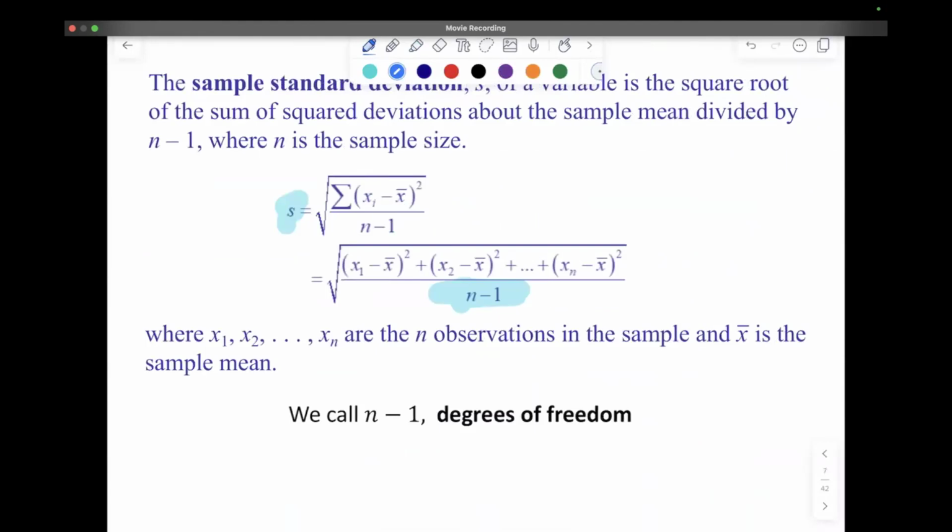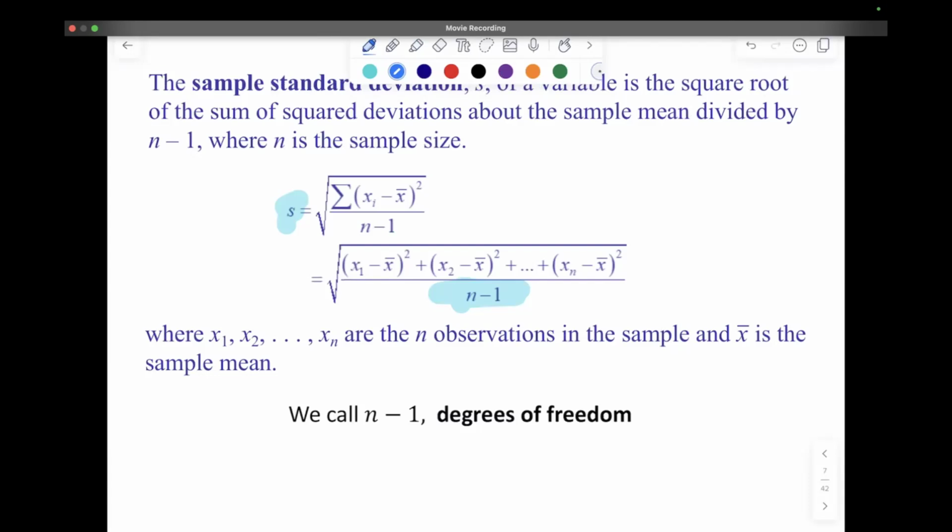Is there any time that we would ever divide by n minus 2 or n minus 3 and so forth? Nope, just n minus 1. Okay, thank you. Good question, though. That was a good one.